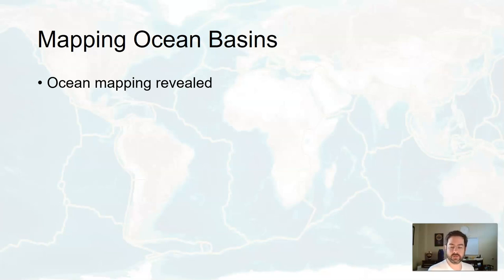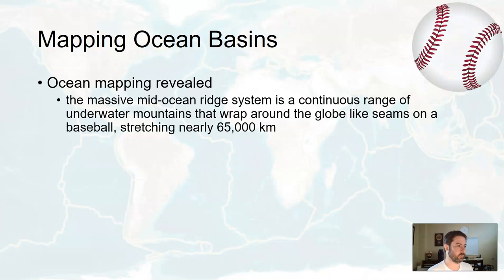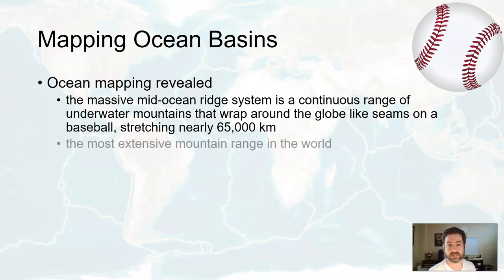What started to be revealed as we were mapping the ocean is that there's this massive system of mid-oceanic ridges that runs in a continuous range underwater, these large ranges of underwater mountains that wrap around the globe, kind of like the seams on a baseball, which are continuous. It stretches for nearly 65,000 kilometers. It's the most extensive mountain range in the world, and it's all underwater. I'll show you a picture here in a moment.